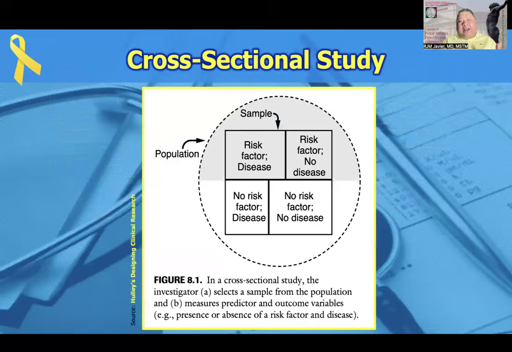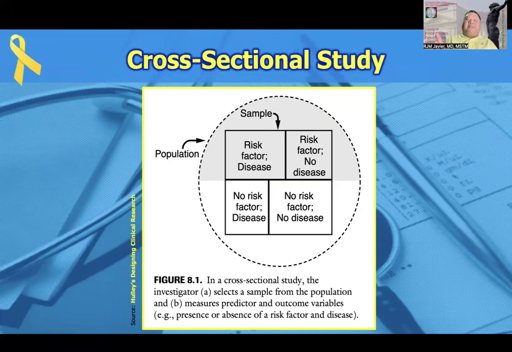So again, if you look at the general schema of your cross-sectional study, notice that there is no time element. In the case control study, we had the present going to the past. In a cohort study, that is concurrent from the present going to the future. But in a cross-sectional study, because everything is analyzed at a single point or a single period in time, there is no temporal relationship established.